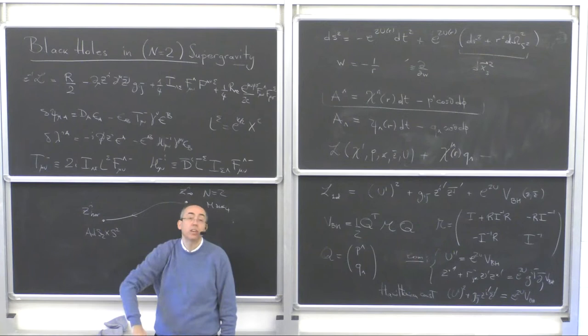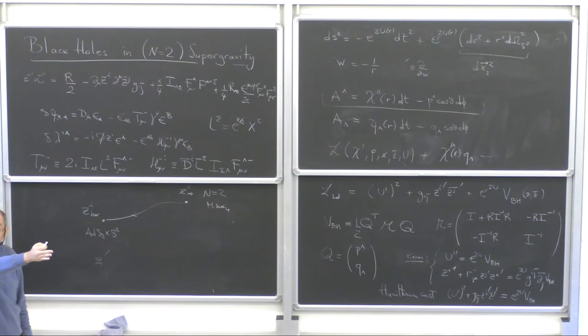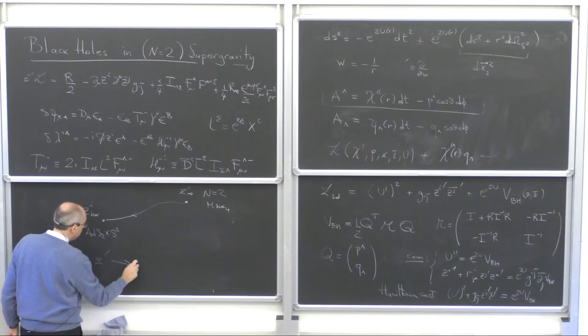Now, if you have a derivative, a z prime, which is different from zero, since here you have an infinite distance to the horizon, if z prime is different from zero, at some point you will end up having plus or minus infinity. So this means that the scalars should have a z prime that, as you get to the horizon, goes to zero.